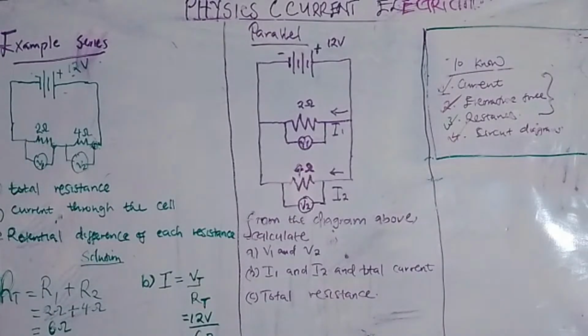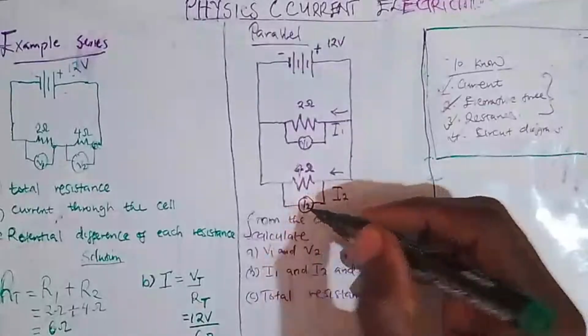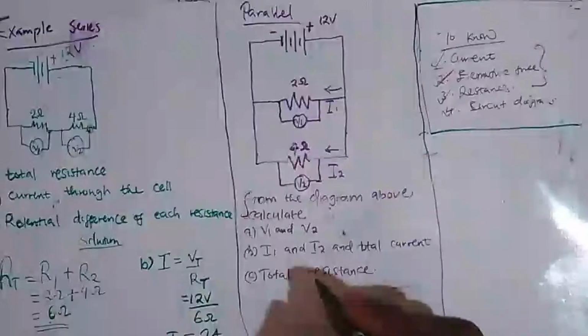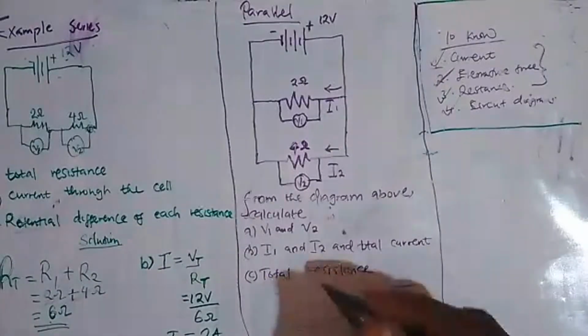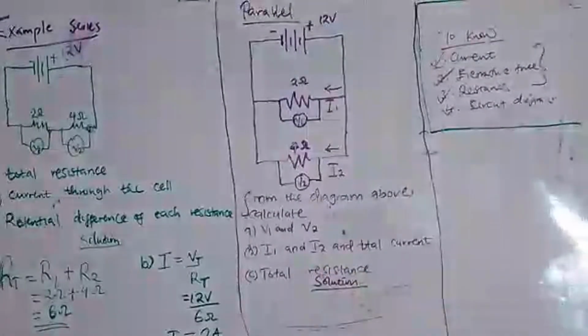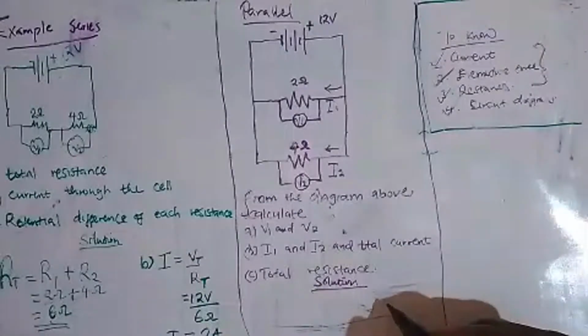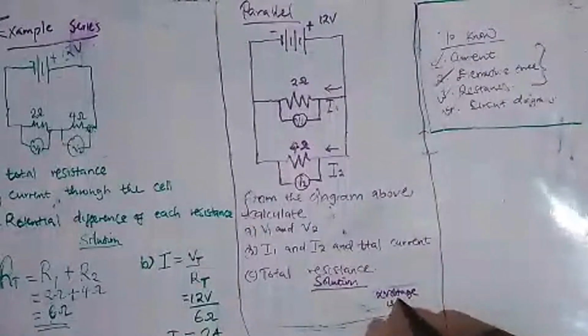The first question is saying, from the diagram above, calculate the voltage 1 and voltage 2. So the first question is requiring us to calculate the voltage 1 and voltage 2. How can we calculate them? Remember what I said: in parallel, the voltage is the same.